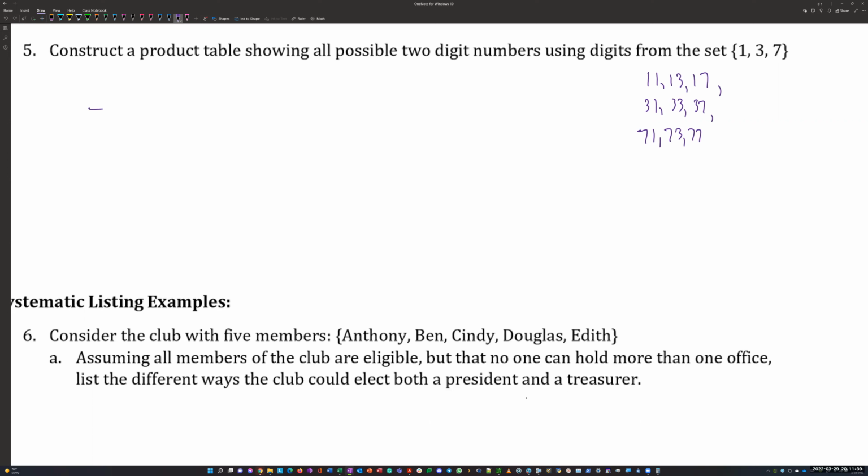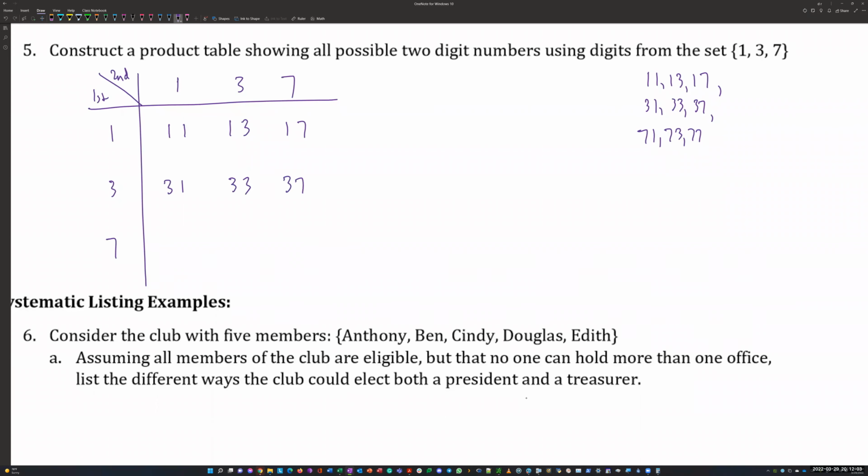The product table just helps me write it down. So let's say we call this the first digit, and we call this the second digit. The first digit could be a 1, a 3, or a 7. The second digit could be a 1, a 3, or a 7. So I can get 1 then 1, 1 then 3, 1 then 7, 3 then 1, 3 then 3, 3 then 7, 7 then 1, 7 then 3, 7 then 7. Does that make sense? Yes. Any questions here?